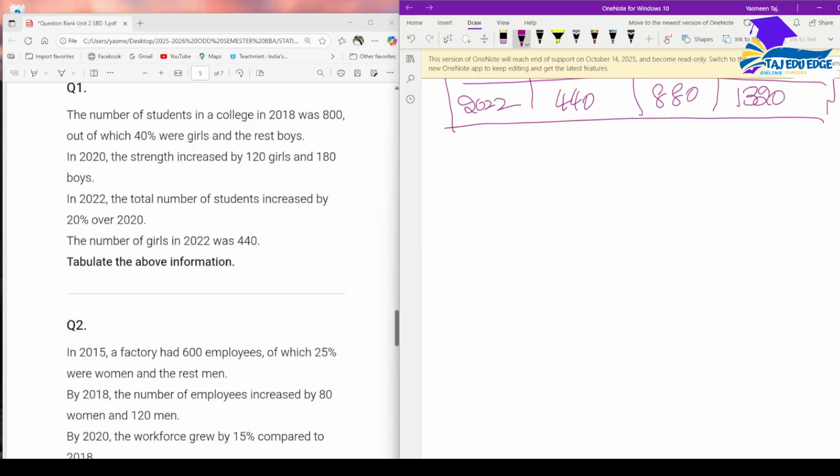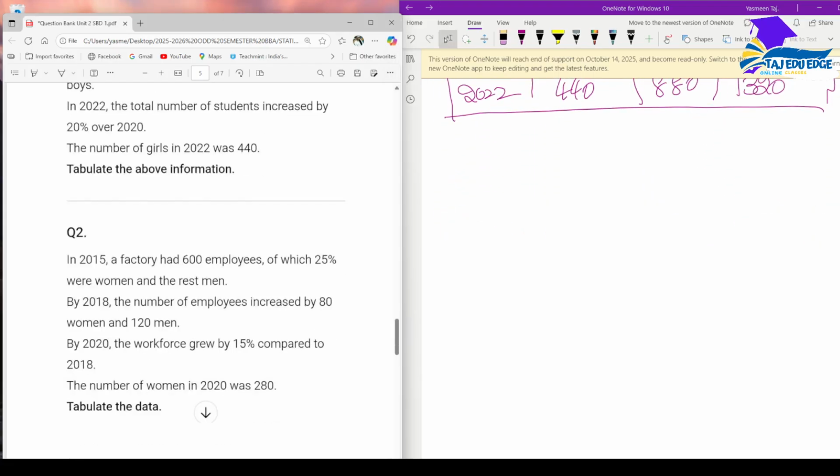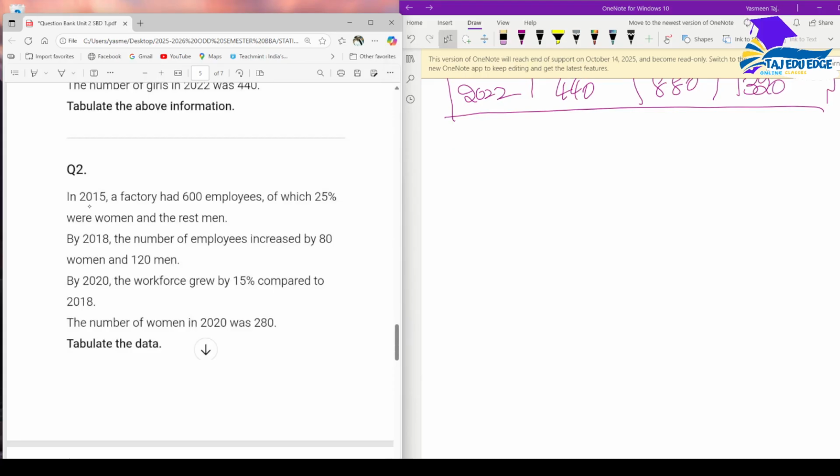Next question, question number 2. In the year 2015, a factory had 600 employees. How many employees were there? 600. Out of which 25% were women and the rest are men. If 600 employees are there, out of that 25%, that is 25% of 600, how much? 600 into 25%, 150 were women. If 150 were women, the remaining, that is 450, are men, right?